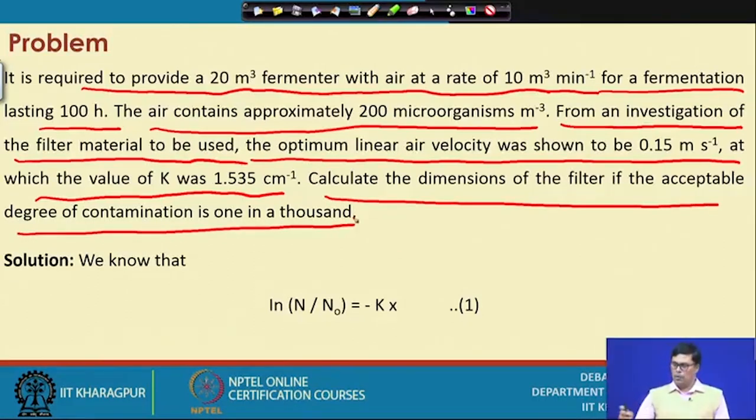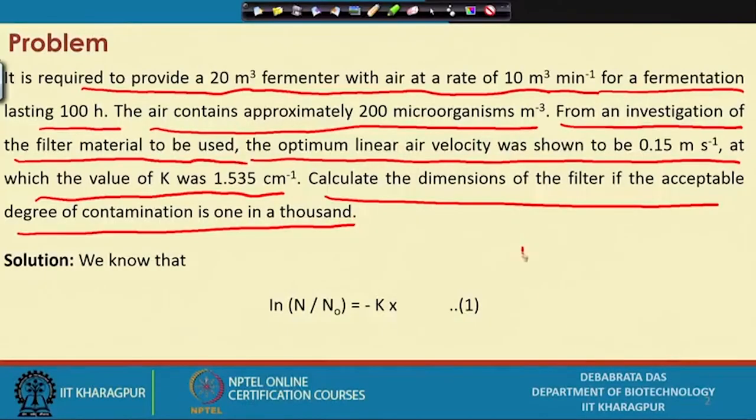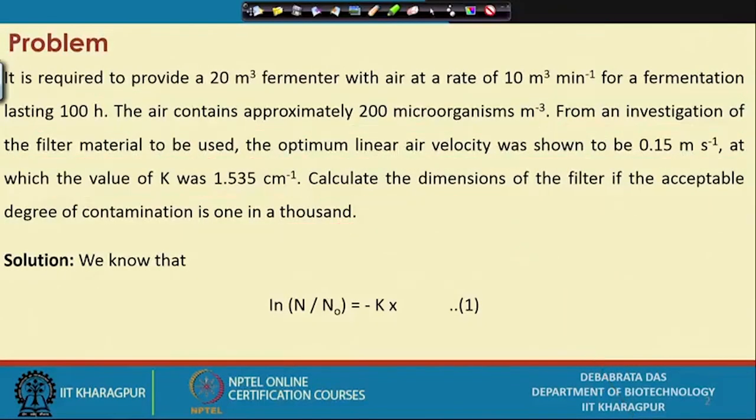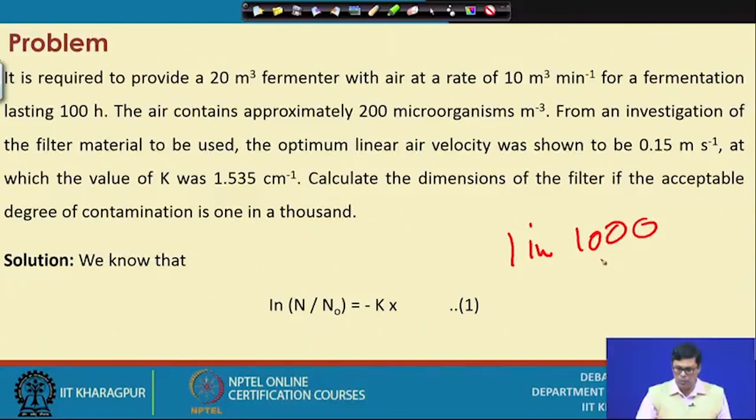Now, here I forgot to mention one important thing: when you design any kind of air sterilization or medium sterilization process, we consider what level of sterility we are going to maintain. The level of sterility can be set in different ways, for example one in 1000. That means out of 1000 organisms, one organism should be present, 1 in 1000.